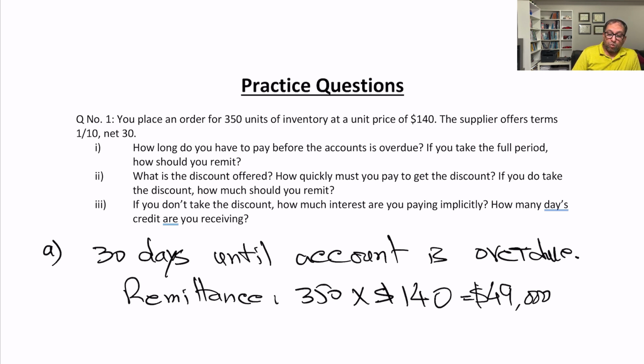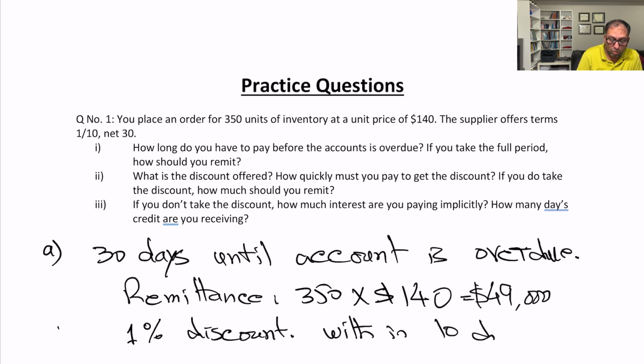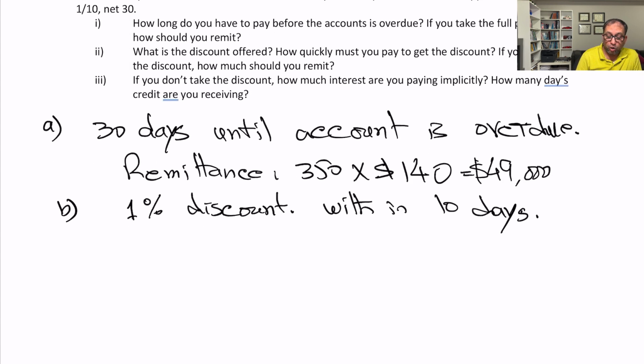The second part is asking what is the discount offered? How quickly must you pay to get the discount? If you do take the discount, how much should you remit? So there is a 1% discount available if we pay within 10 days. This is the B part. And if we take advantage of this discount, how much do we have to pay?